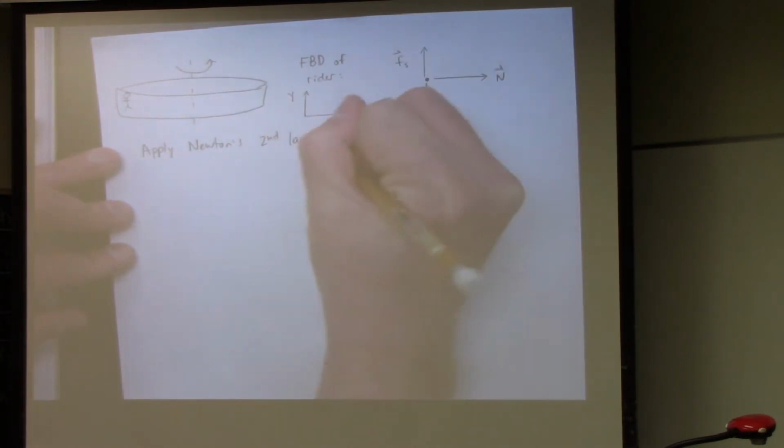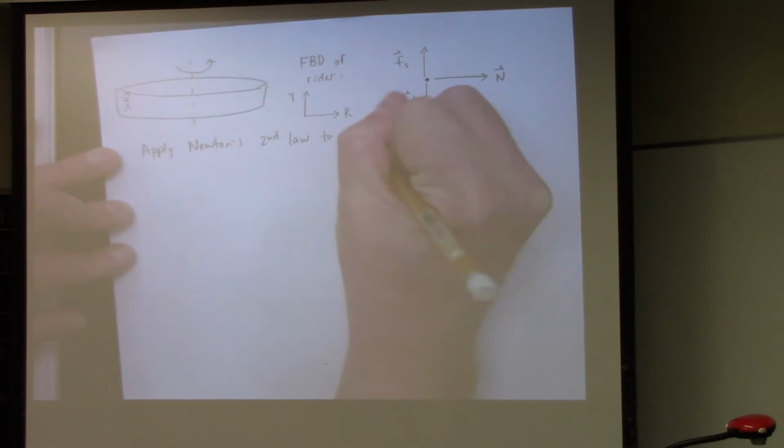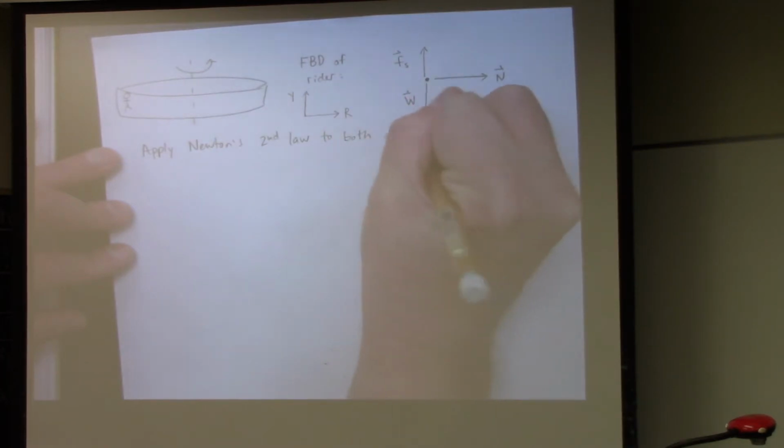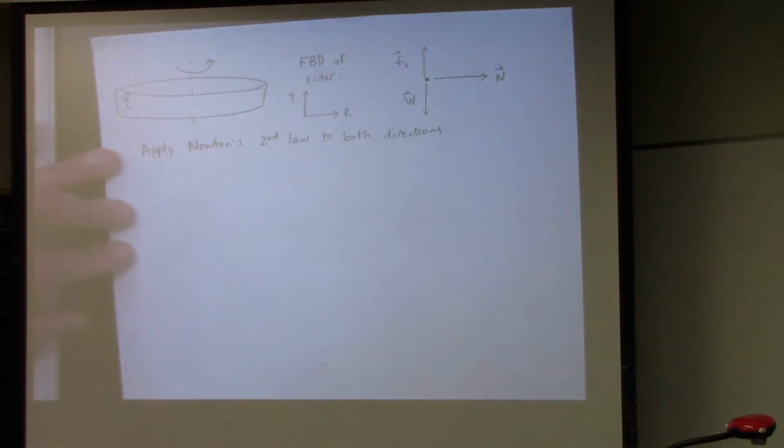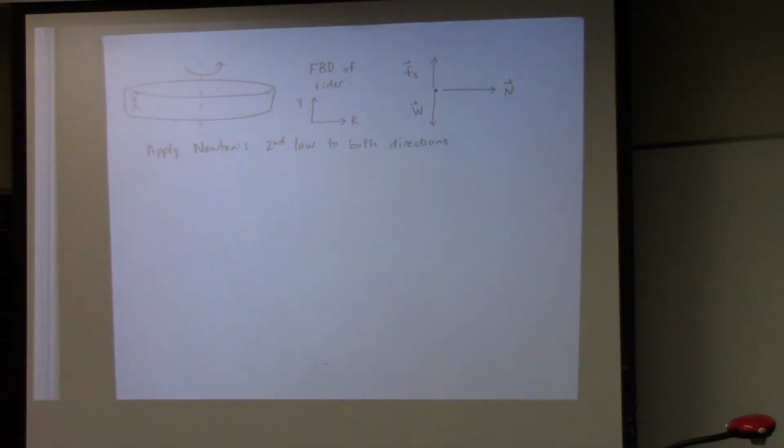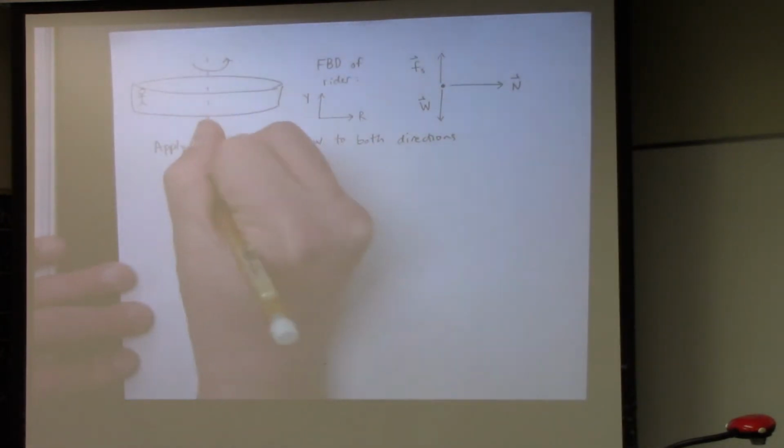To both directions. So we're going to have a Newton's second law equation for the y direction, and we're also going to have one for the r, or the radial direction. So I guess we could just start with the y direction.